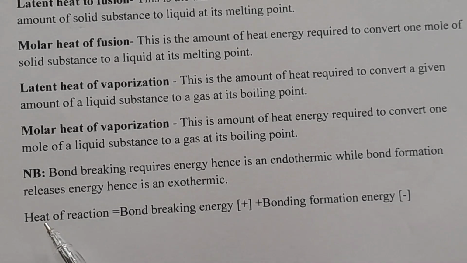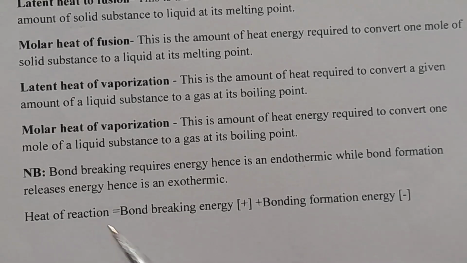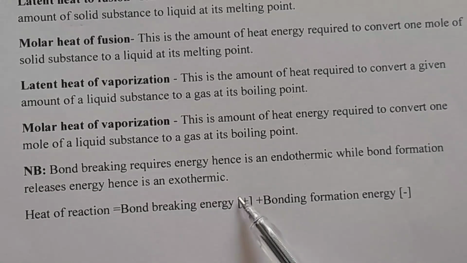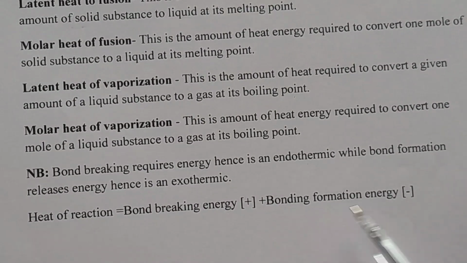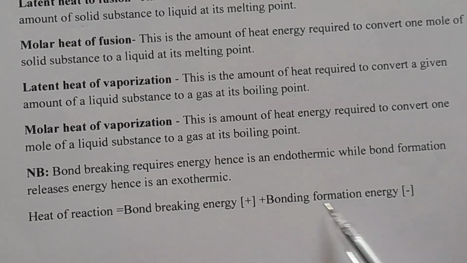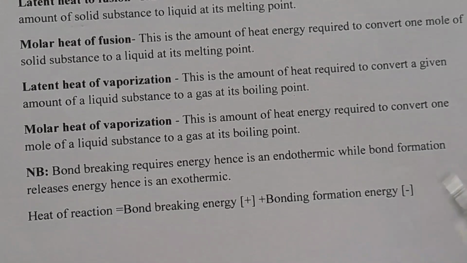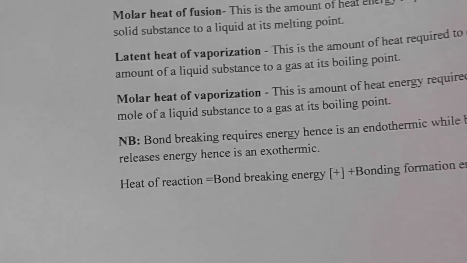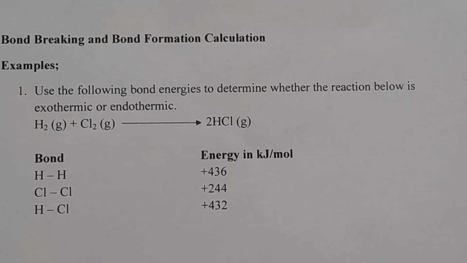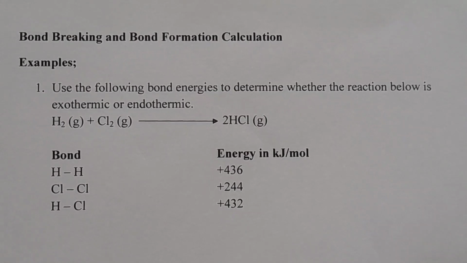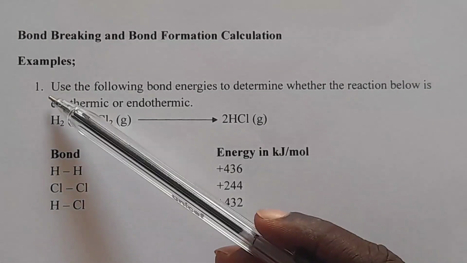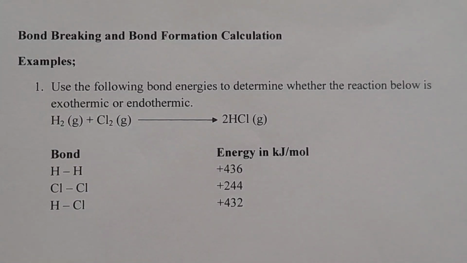If you want to get the heat of a reaction, you can use the formula: bond breaking energy, that is BBE, which is positive, plus bond formation energy, that is BFE, which is negative. If you use that formula, you can get the heat of a reaction. Next, we have bond breaking and bond formation calculations. We are going to start with example number 1.